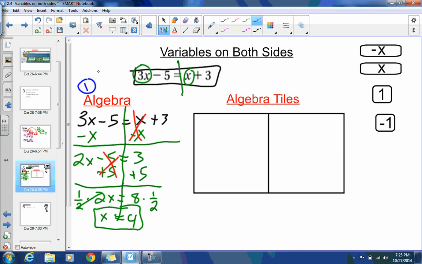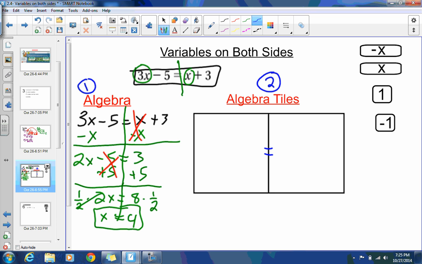Now I wanted to show you one more way to solve equations. This is using algebra tiles. Some people find this a great visual. Some people find this can be very confusing. But I want to give you the option of being able to do this if you'd like. Okay, so we've got our box, and I just want you to imagine that these are our two sides of the equation, so we have equals on both sides.